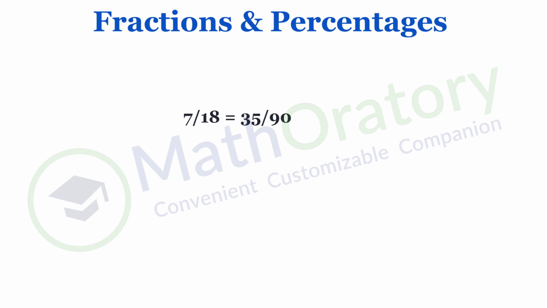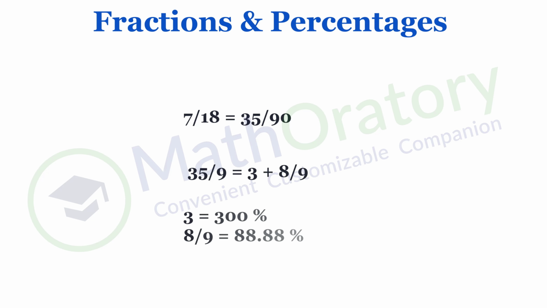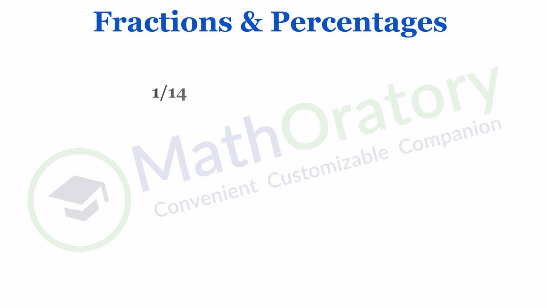If you have something like, let's say, 7 by 18, ऊपर नीचे 5 multiply, 35 by 90. Take it to mixed fraction, 38 by 9. So you get 388.88%. And then all you need to do is, in this case, shift a decimal, 38.88%.